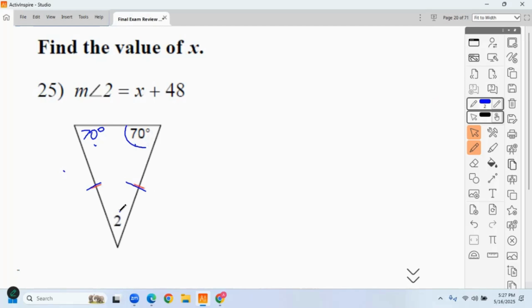So let's go for it. Measure angle 2 plus 70 plus 70 is equal to 180. Now, this is what we got. We got measure of angle 2 here. Let's go ahead and make that substitution, guys. x plus 48 plus this.